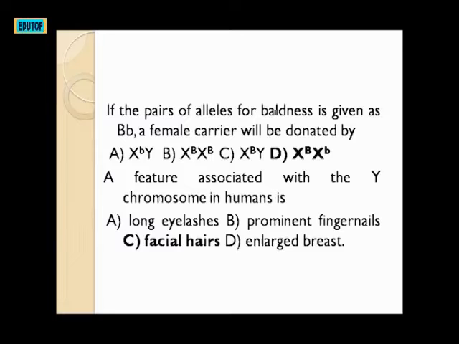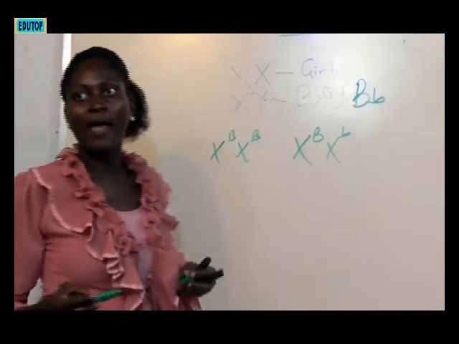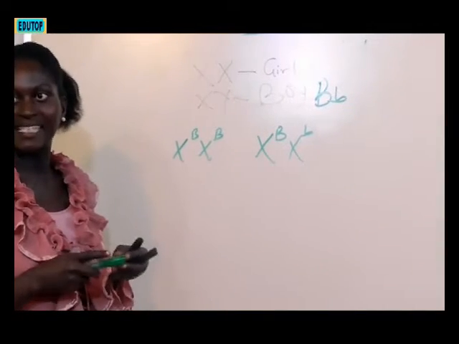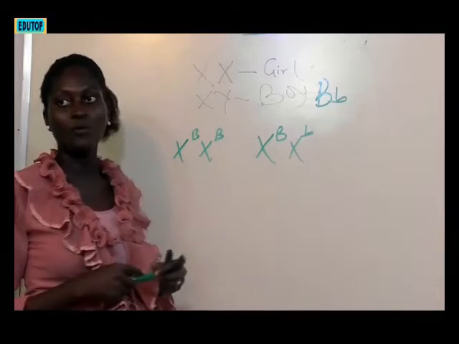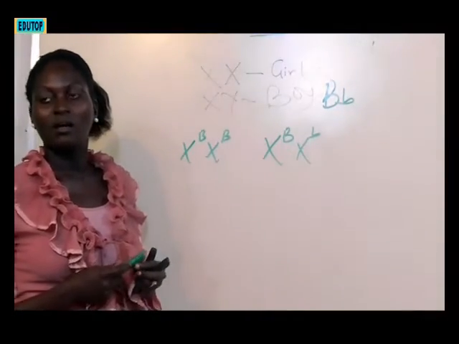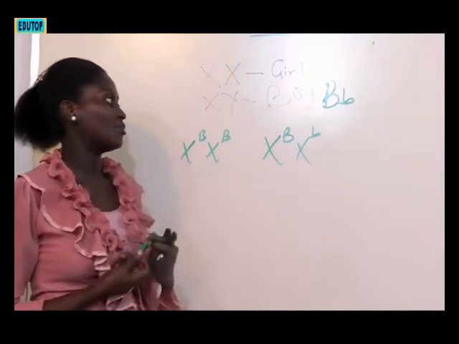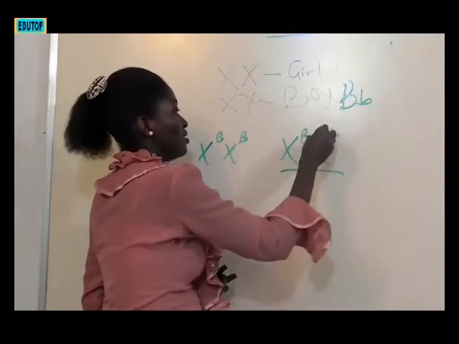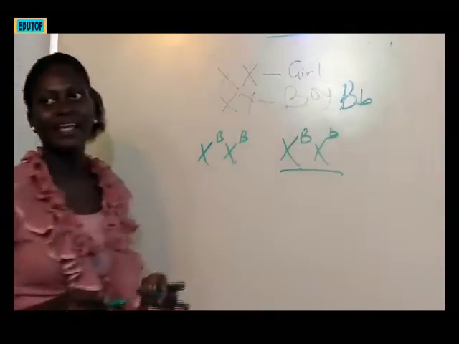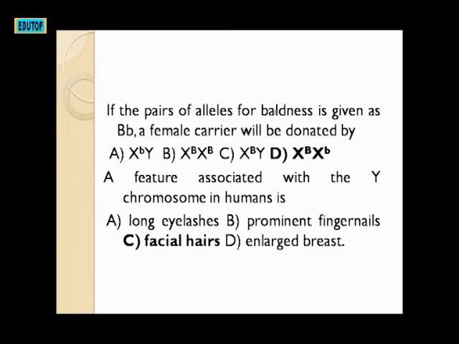They said if the pair of alleles for baldness is this, a female carrier, somebody that is carrying the gene for baldness, a female, will be which of these genotypes? So the answer is this. Look at this, just here. So the answer is D: X capital B, capital X small b.